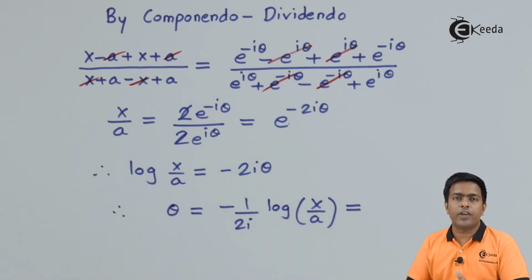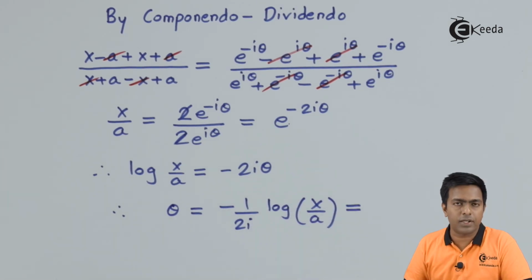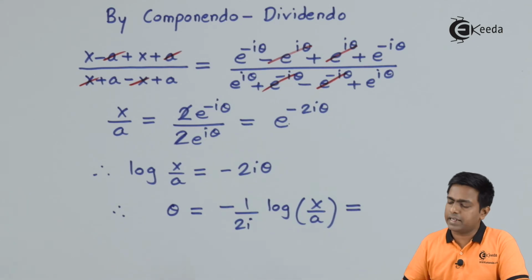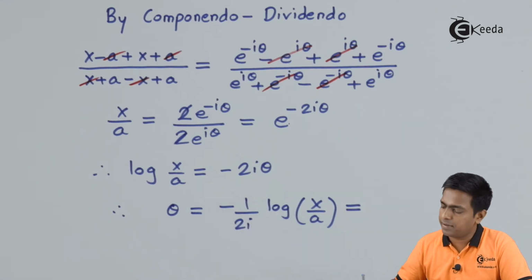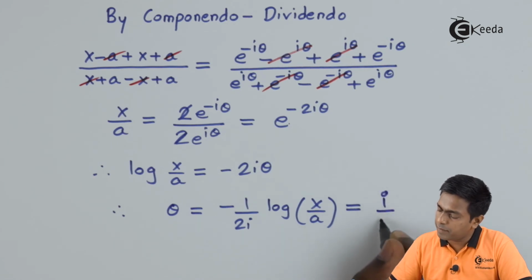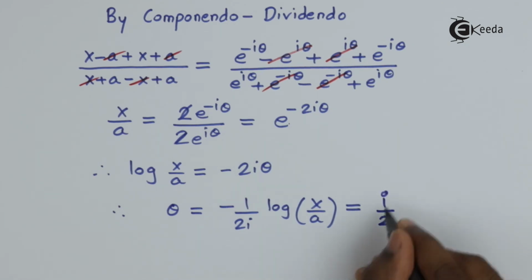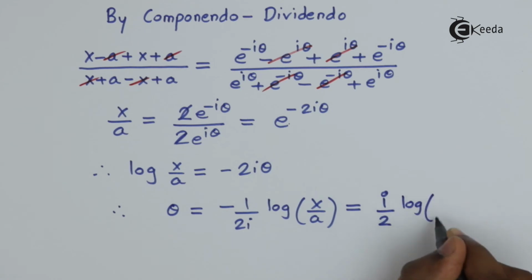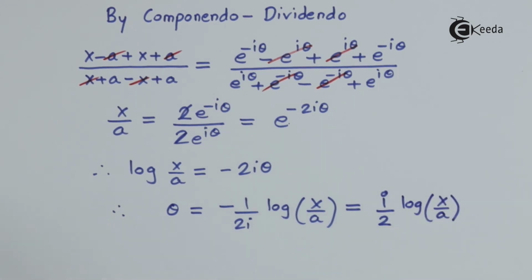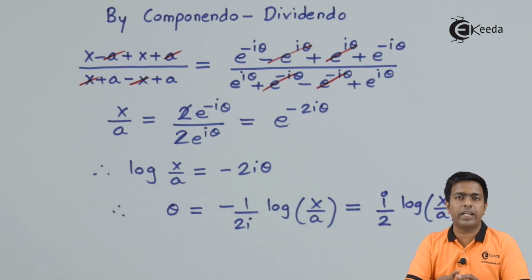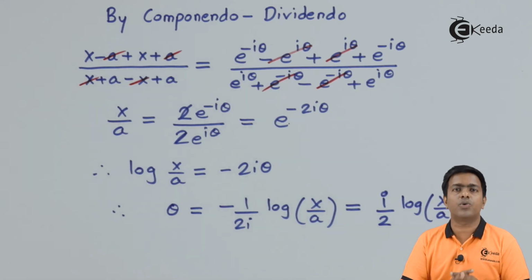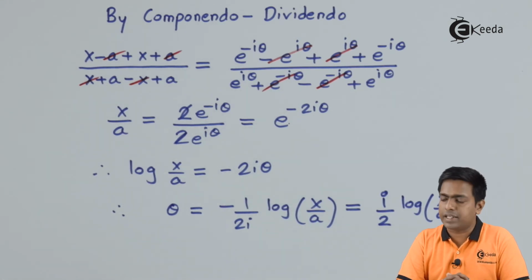So guys, we know the identity of complex number and by that identity we can say that minus 1 upon I is I. So it will be I by 2 log of x upon a. And guys, here we got the value for theta. So we have proved the result and I'm sure you understood the method of this given question.